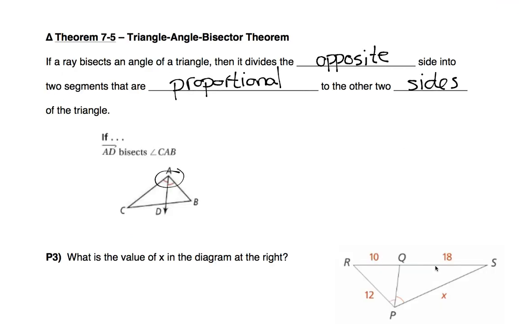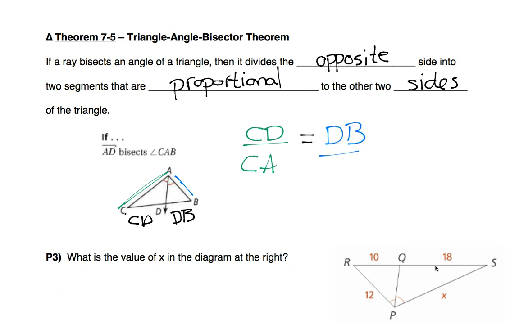So here's that angle that's being bisected. It's going to divide CB into two segments. We have CD and we have DB. And here's the sides that we're talking about. So CD over CA is going to be proportional to DB over BA or AB. So this segment that's been created and this side, and this segment and this side are going to be proportional.